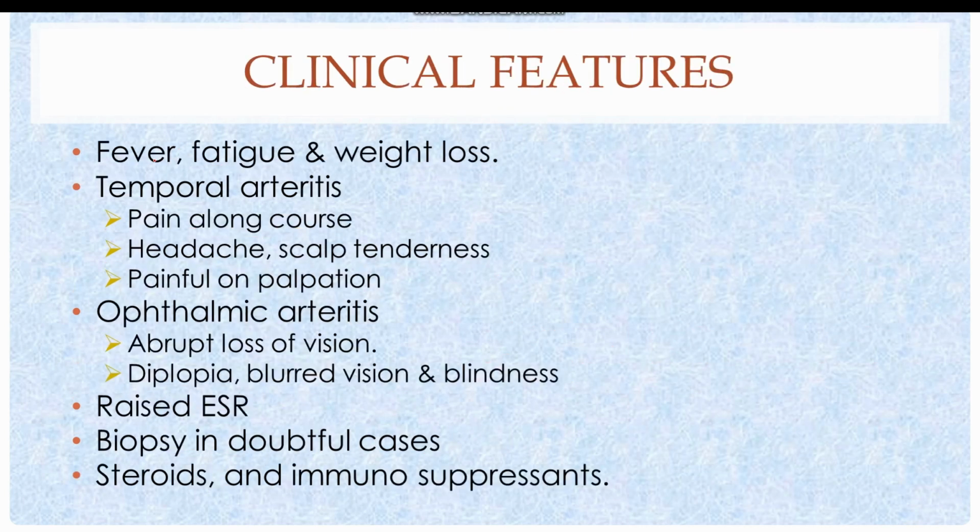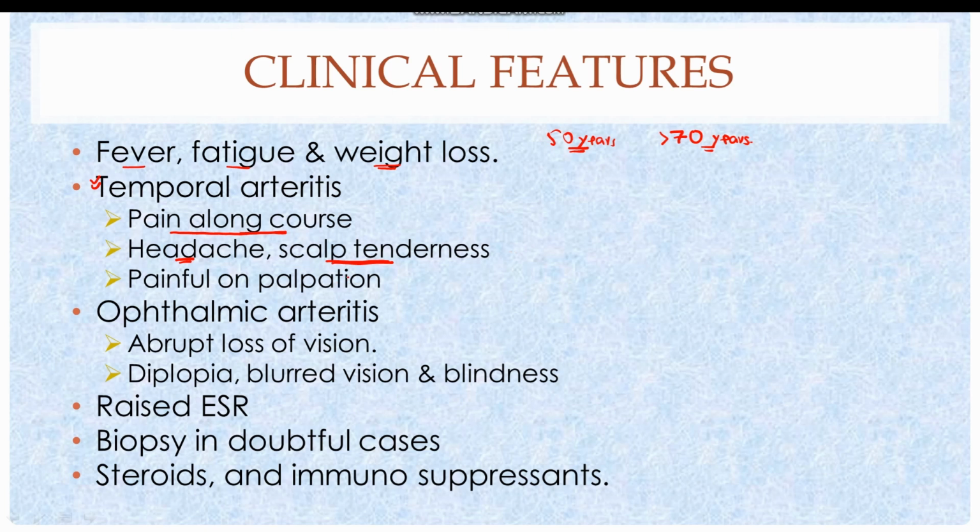Giant cell arteritis typically presents in the late age, mostly after 50 years, but most commonly it occurs after the 70 years. And the patient presents with the vague symptoms of fever, fatigue, and weight loss. The typical symptoms depend upon the artery which is involved. In case of temporal arteritis, there is pain along the course of the artery, there is headache, and often scalp tenderness. In rare cases, jaw claudication is also present.